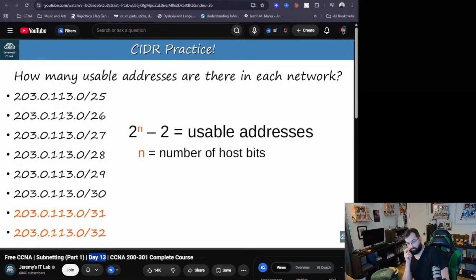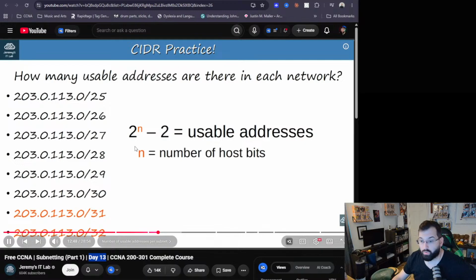I've put /31 and /32 in red because they're a little bit special. You'll see when you try to calculate it. So, pause the video here and try to calculate how many usable addresses are in each network. So we did this last time, okay? Let's check out the answers.